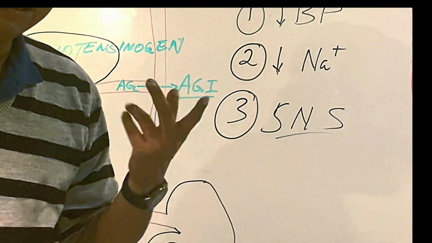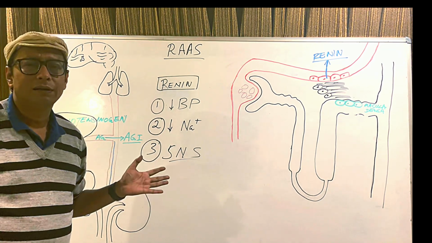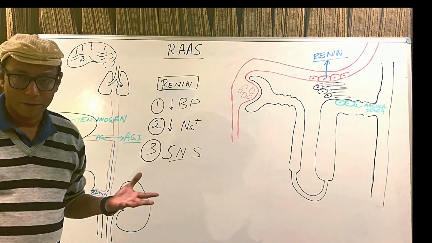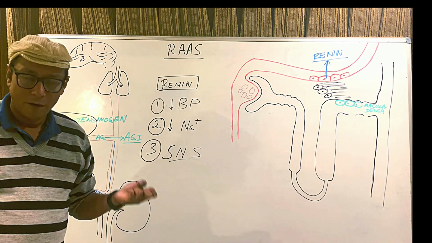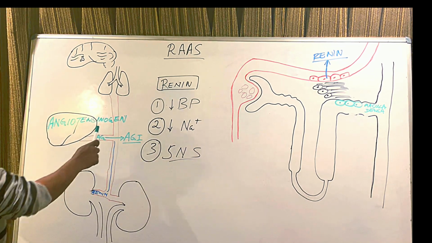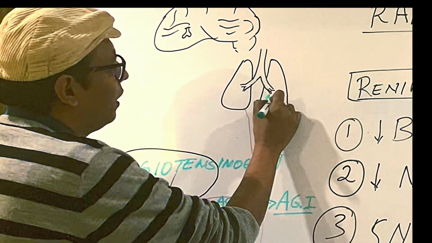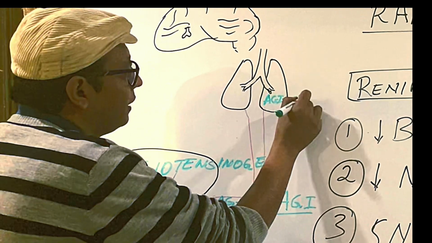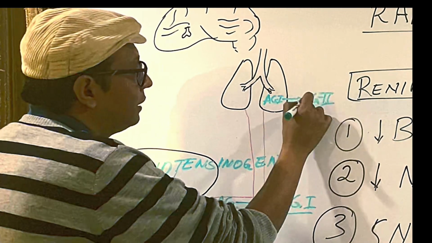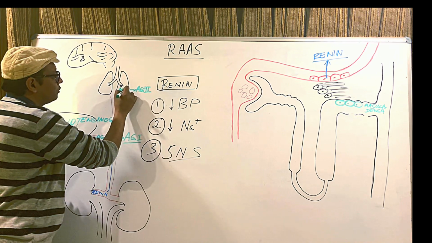Well, angiotensin 1 has some bit of vasoconstrictive property, but it is not clinically very remarkable. So it needs to be converted into a more potent form, and that conversion takes place in the lungs. The angiotensin 1 goes to the lungs. There, angiotensin 1, Ag1, will be converted into angiotensin 2. This is called angiotensin 2.